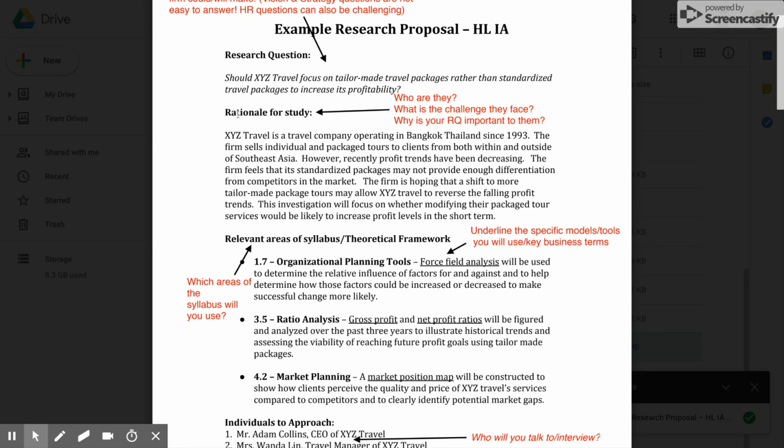Second part, the rationale for study. This is a brief background on who the company is, what their competitive situation is, what challenge they're facing, and why the selection of the RQ, the research question that you've chosen, is important to them. How does it affect their business? Why is it meaningful to them?